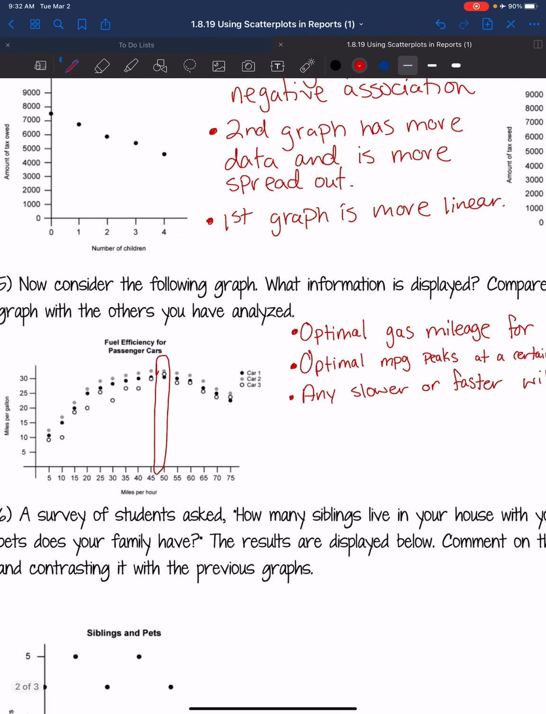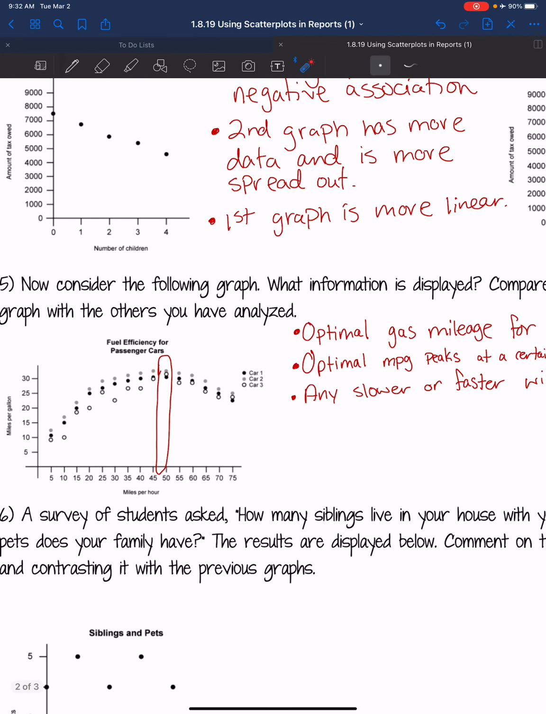And then, as you can see, it's definitely not linear. These dots do not follow a straight line. So they go up and then down, so they're curving, right? So we're going to say non-linear. And it changes from a positive to negative association.